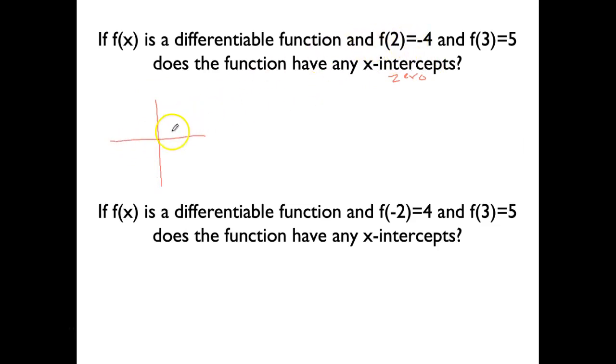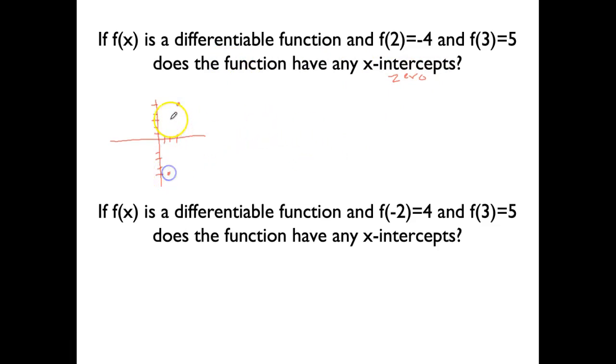I have f of 2 equals -4. 2, 1, 2, 3, 4. There's my f of 2 equals -4. Now f of 3 equals 5. 3, 1, 2, 3, 4, 5. There's that dot. Does the function ever have to have an x-intercept?